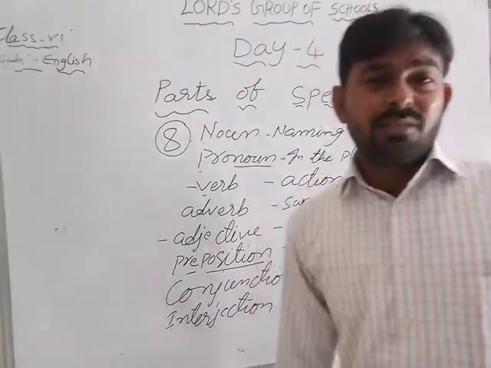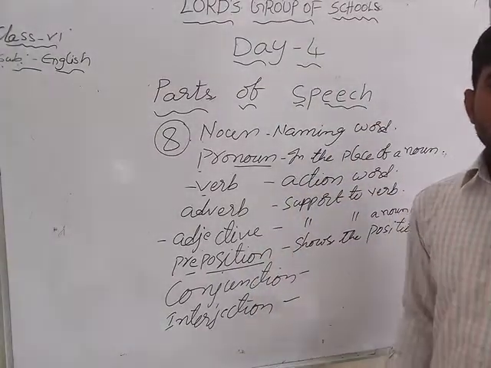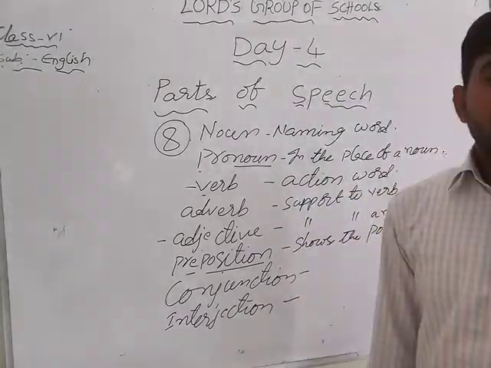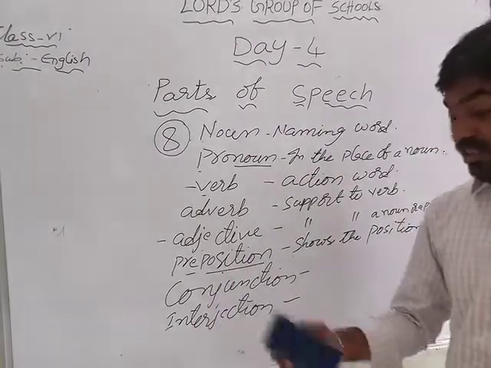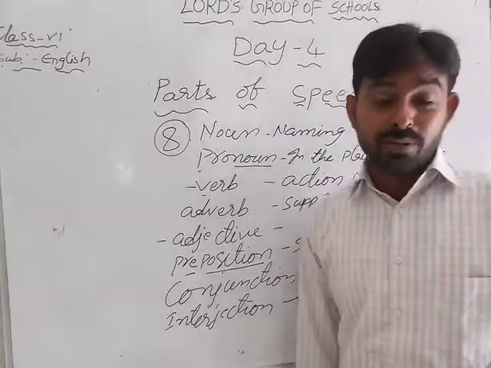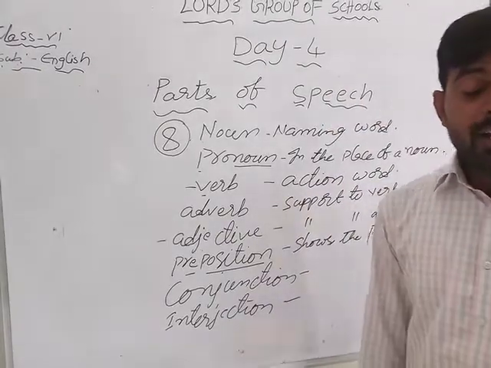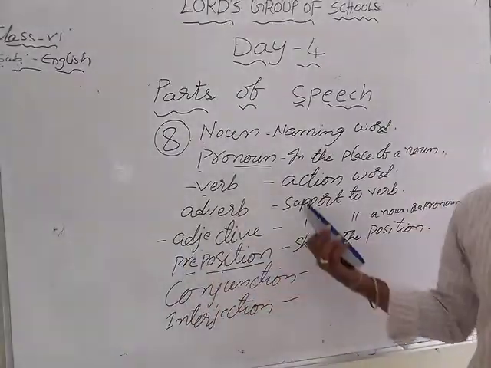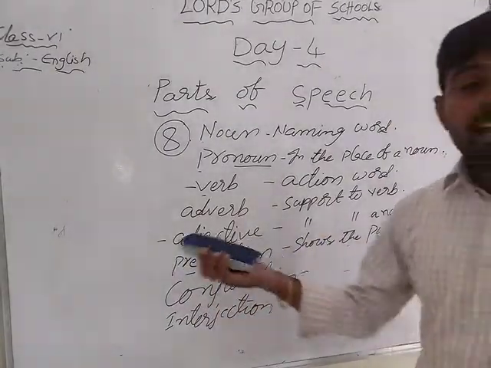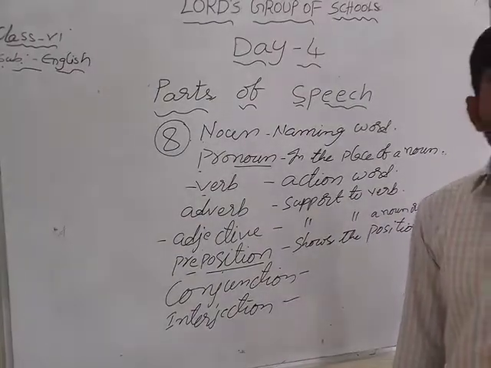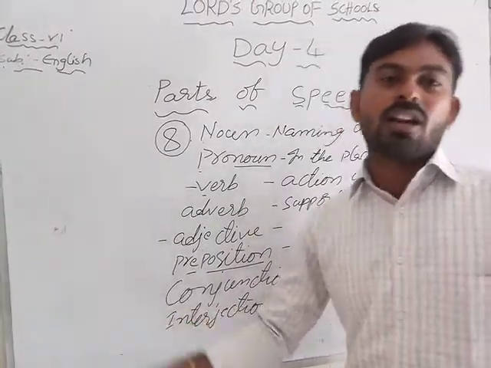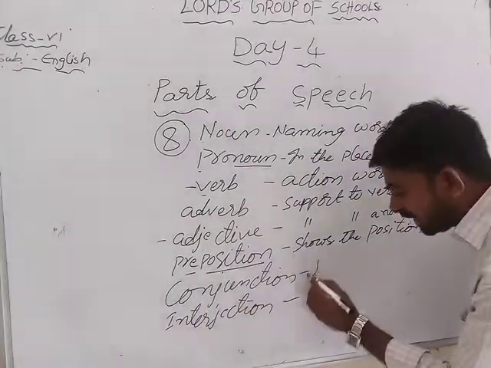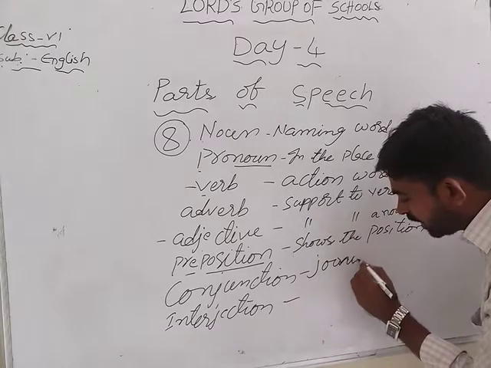Conjunction is nothing but joining of two words. Very important, children. It may join nouns and pronouns. For example, Ramu and Ramesh are friends. Here 'and' is a conjunction. Do or die. Here 'or' is a conjunction. So conjunction is nothing but joining the words.